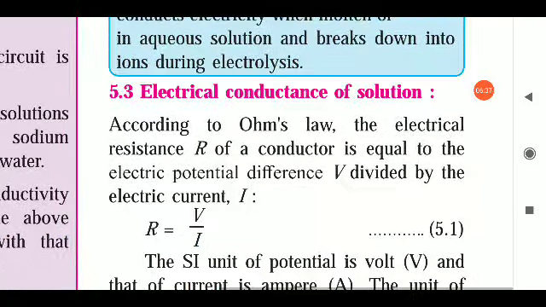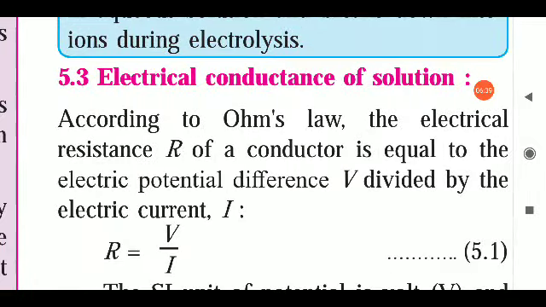Now students, the next part of this chapter is electrical conductance of solution. We have already seen the resistance, and the reverse of it is the conductance. So we are going to take the help of physics here. According to Ohm's law, the electrical resistance R of a conductor is equal to the electrical potential difference V divided by the electrical current I.